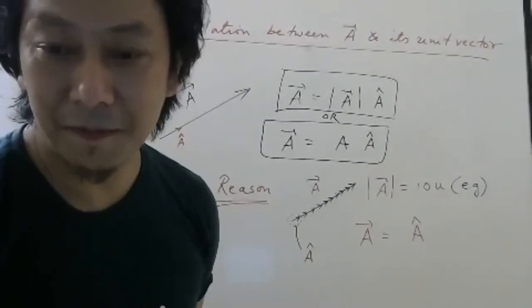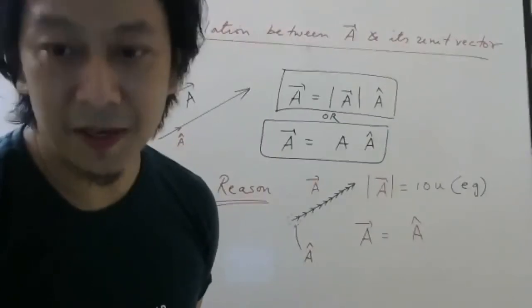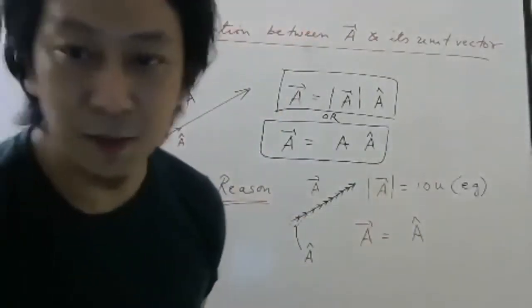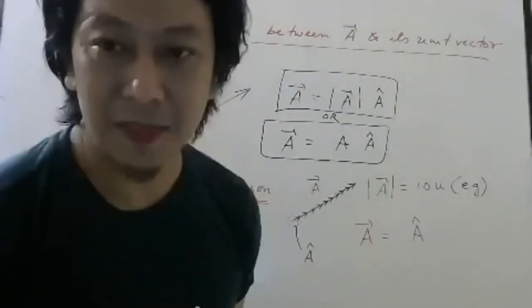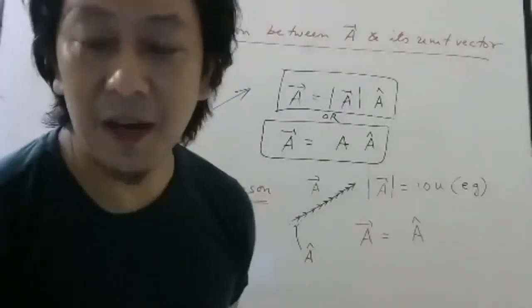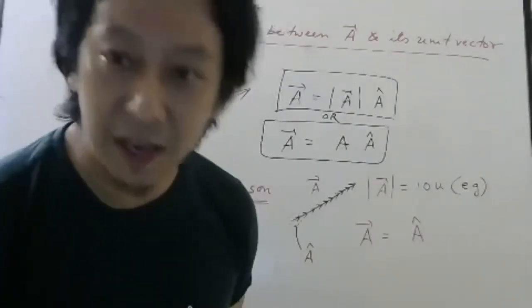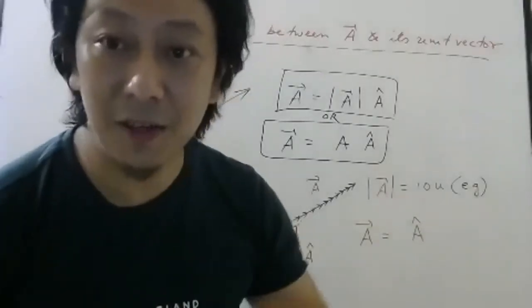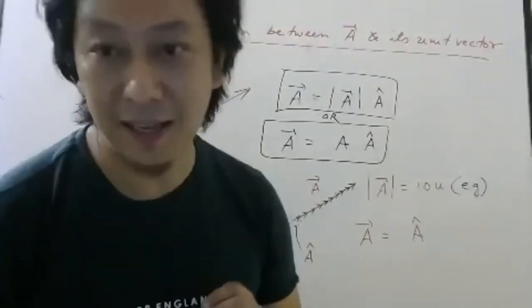Will you accept? Remember, the magnitude of A bar is 10 units. So we cannot say A bar is equal to A cap, because A cap has magnitude 1 unit and A bar has magnitude 10 units. So how are they equal?